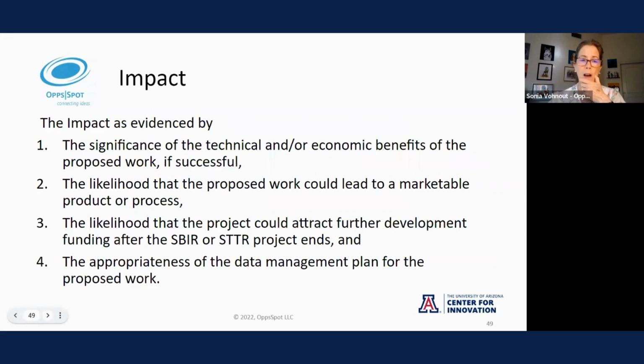So then, how do you evidence the impact and the technical and economic benefits of the proposed work? How likely is it that you're going to be able to market your product or your innovation and process? And how likely is this going to attract further development from SBIR, other agencies, other investors? They also want to look that you have a data management plan for the proposal, and there's plenty of information on what to include in a data management plan in the FOA if you have one. Next slide.